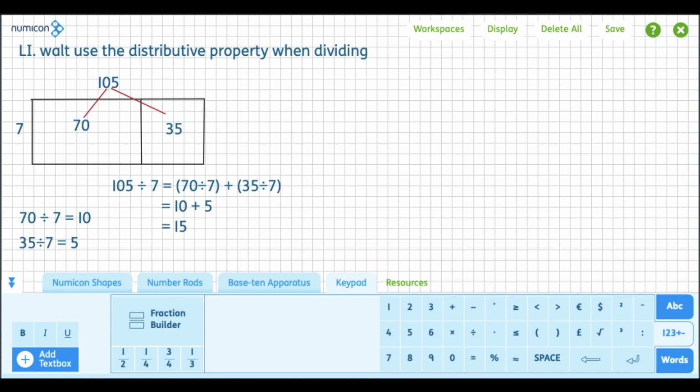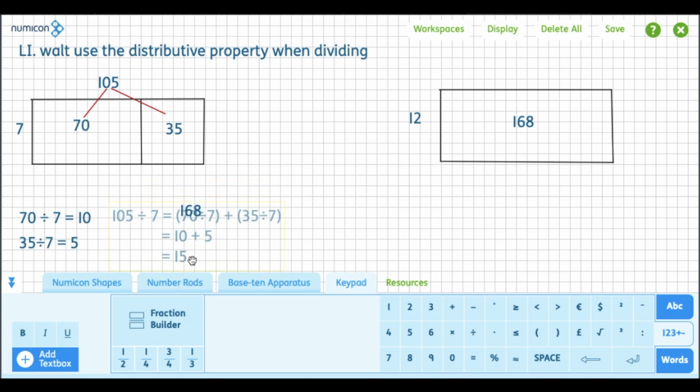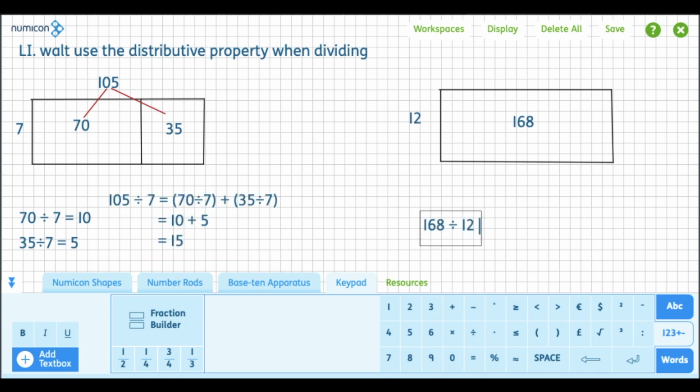Okay, we'll do another one. All right, this time we have 168, and I want to divide 168 by 12. So 168, oh, I don't want it over there though. Oh dear, can't get my number over here. Okay, 168 divided by 12 equals.